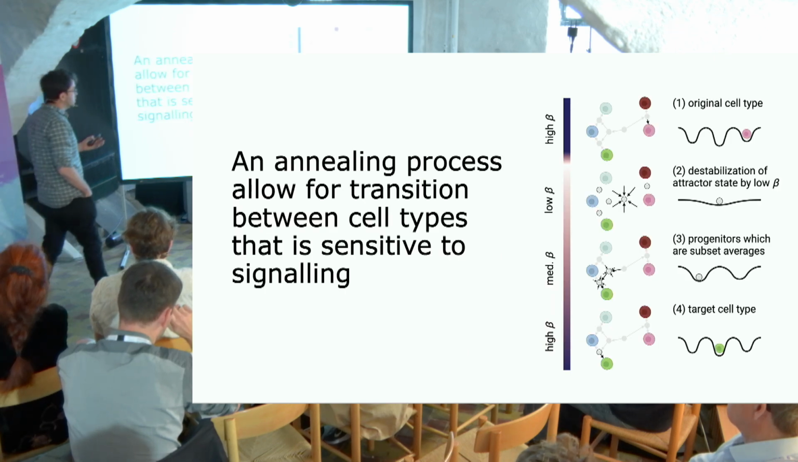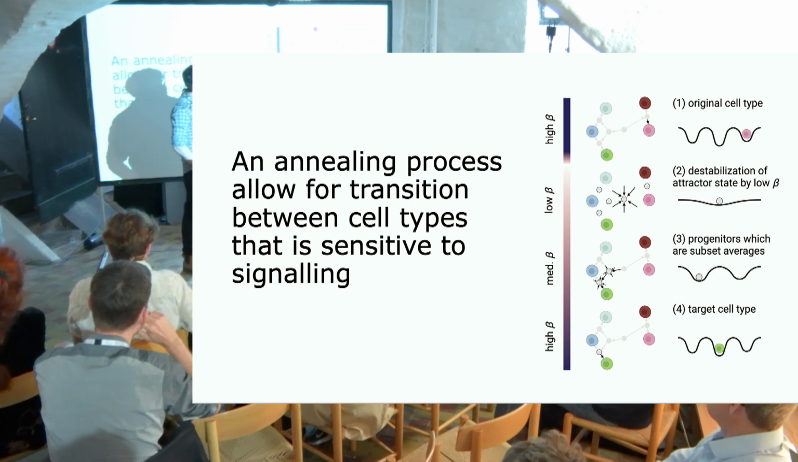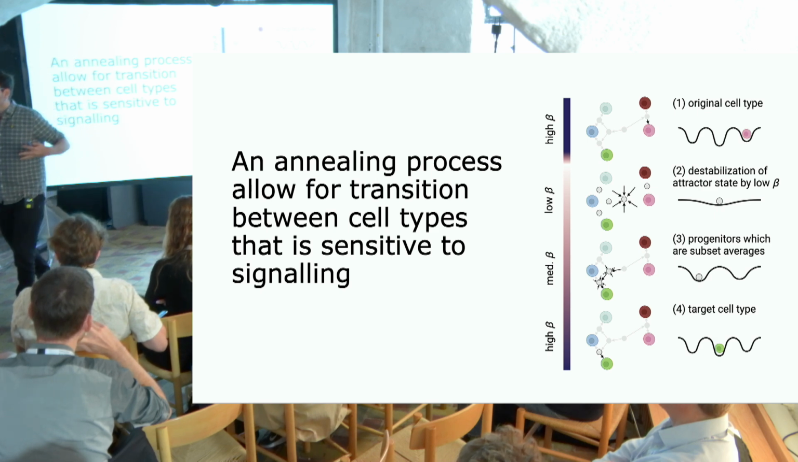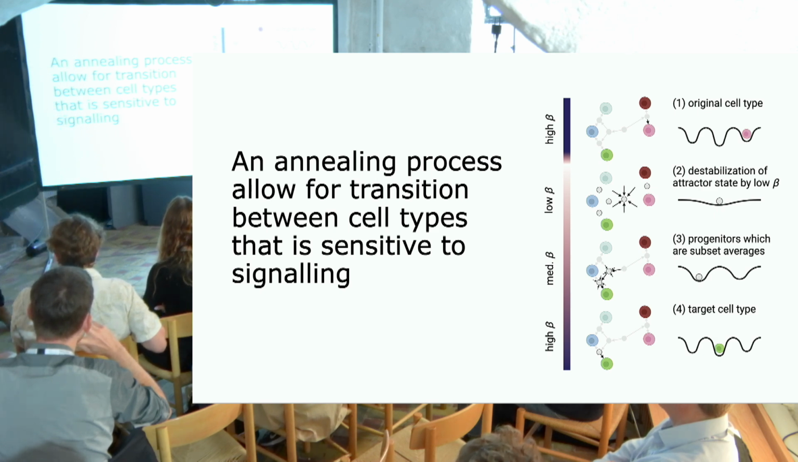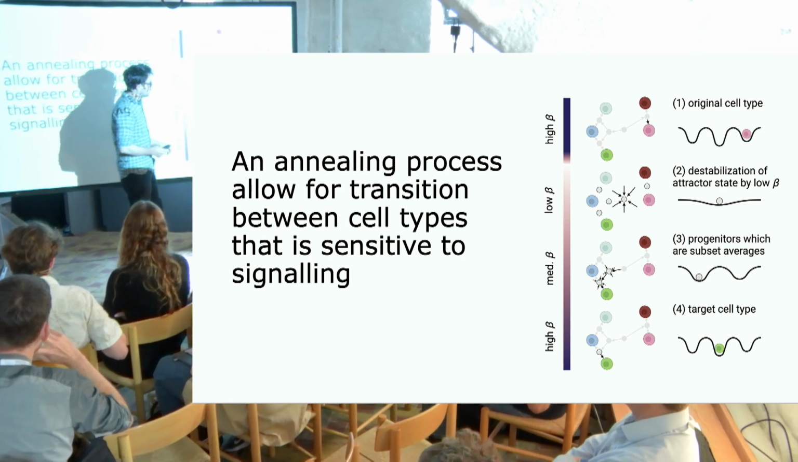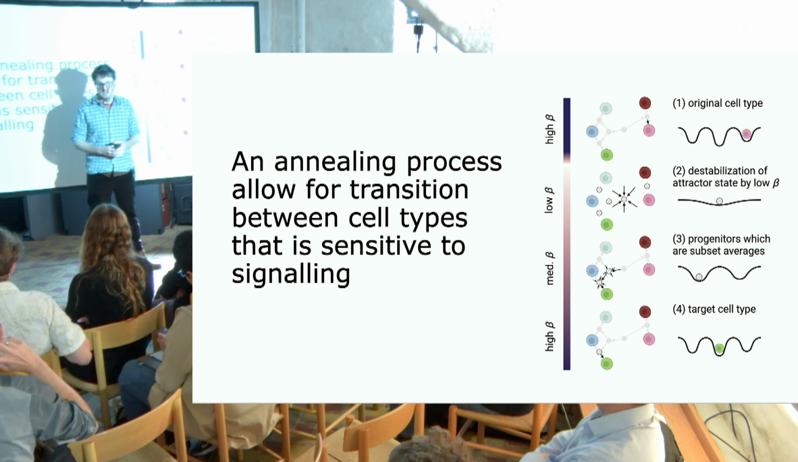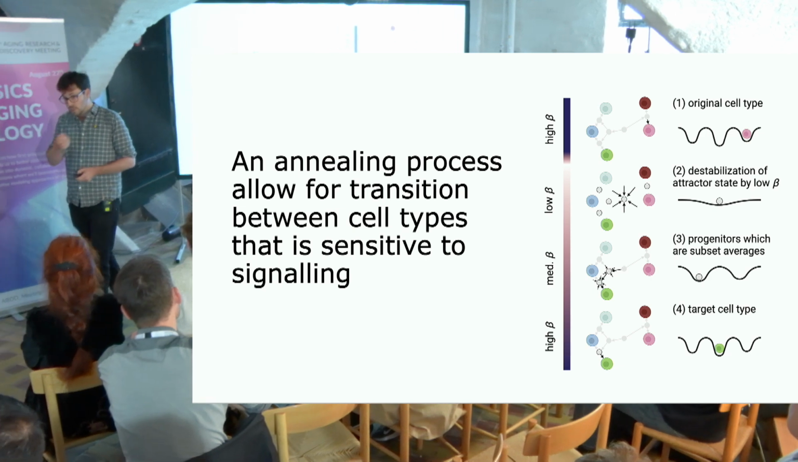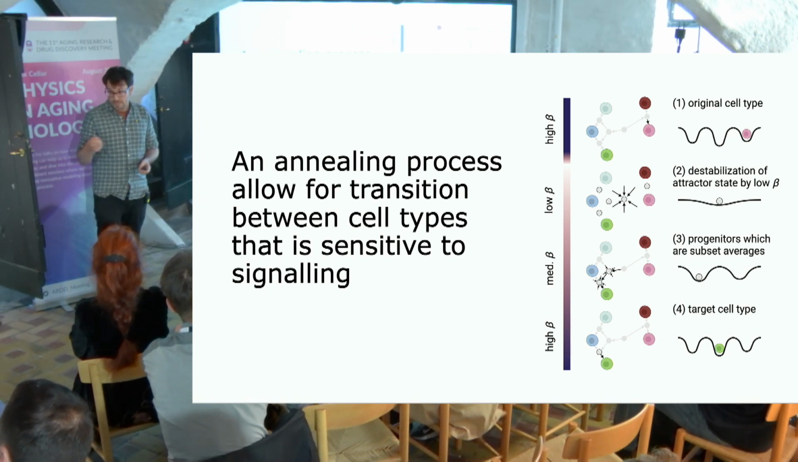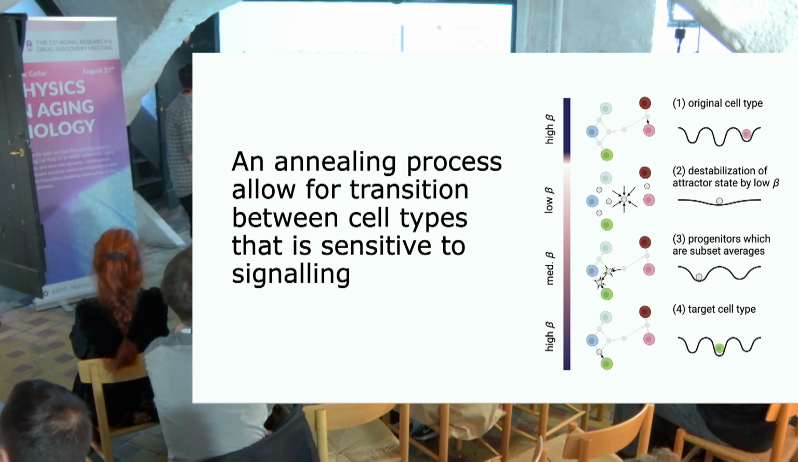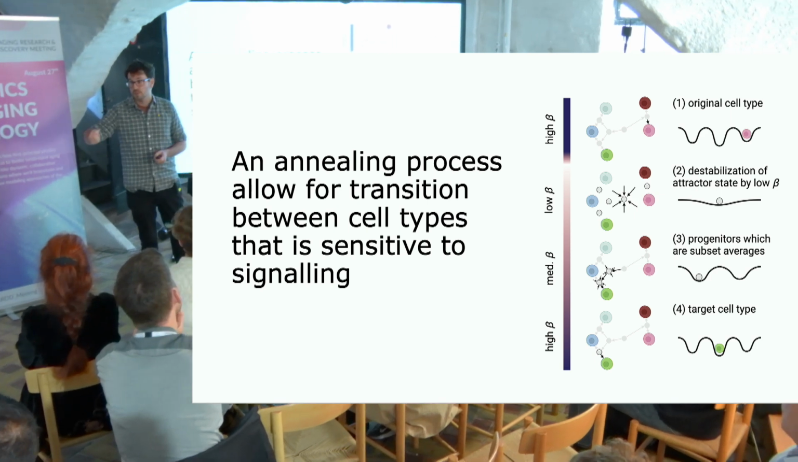But when we decrease beta, we destabilize our attractor patterns, and we move towards these sort of meta patterns, which are averages of our N-type patterns. Then as we increase beta again, we move always to more and more restricted patterns, and at the end we converge to an endpoint pattern. We can show that this endpoint pattern is sensitive to the signaling of the system. So even though we didn't perturb, we still have this complicated attractor landscape, and we can move between patterns in a way that's sensitive to the induction of these patterns by signaling.